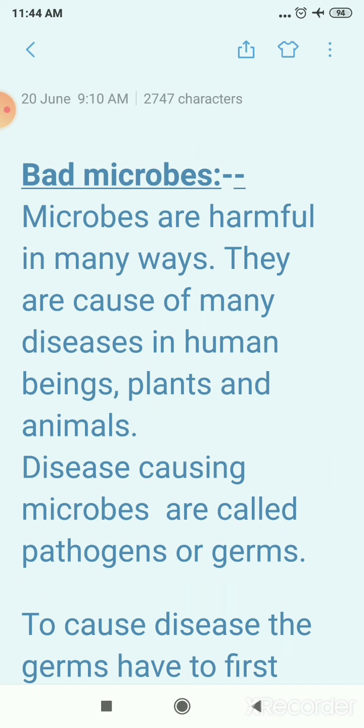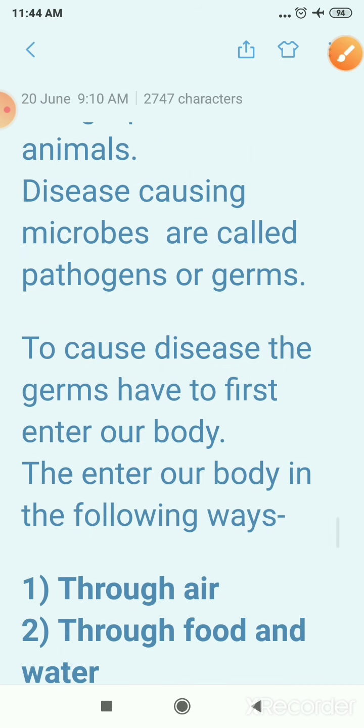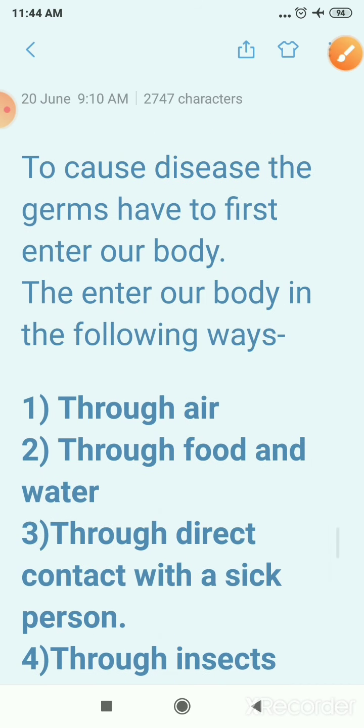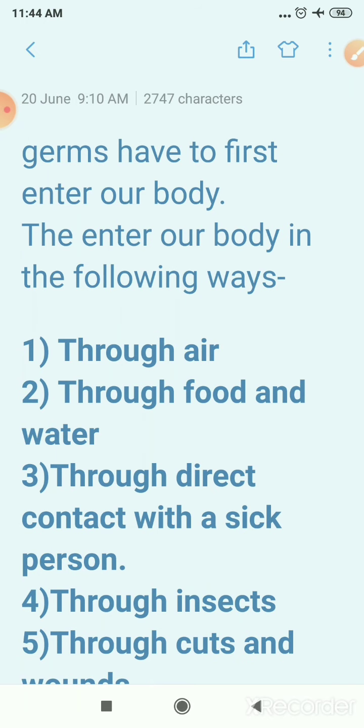To cause disease, the germs have to first enter our body. They enter our body in the following ways. How do they enter our bodies? They can enter into our bodies through air.